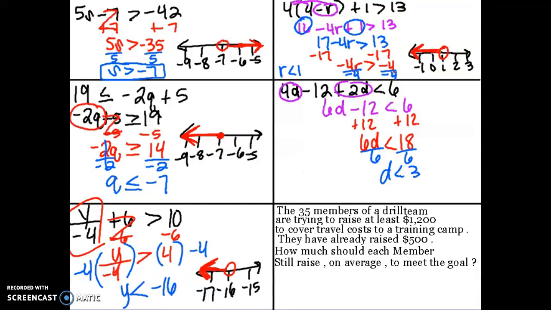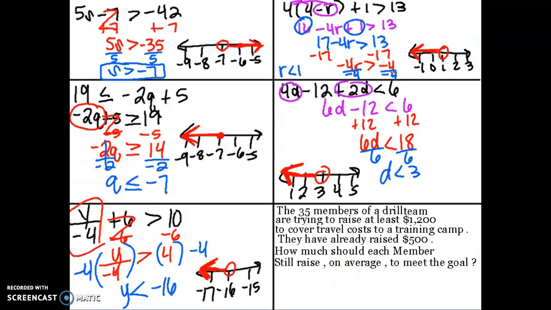d is less than 3. So I'm going to have an open circle because d cannot be 3. It's just everything that's less than 3. And then I'm going to shade everything that's smaller than 3.